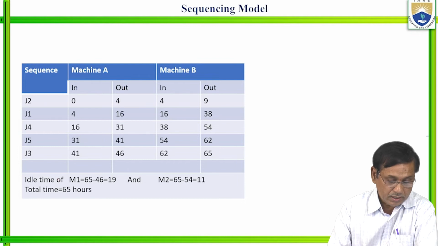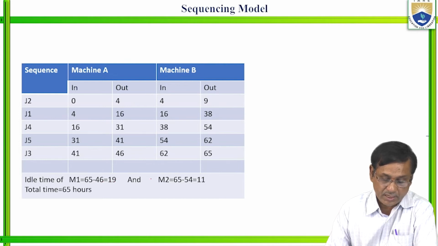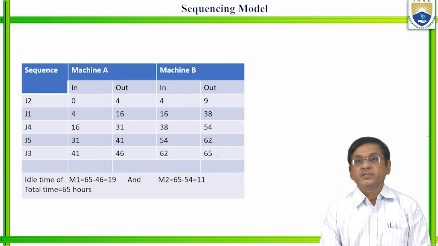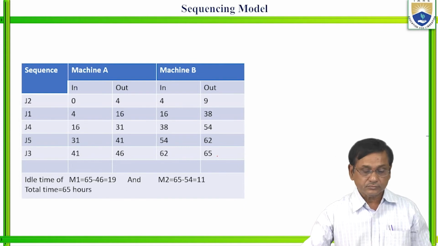Now the idle time of machine 1 is 65 minus 46, which is 19 hours, and for machine 2, 65 minus 54 is 11 hours. The total time required is 65 hours.